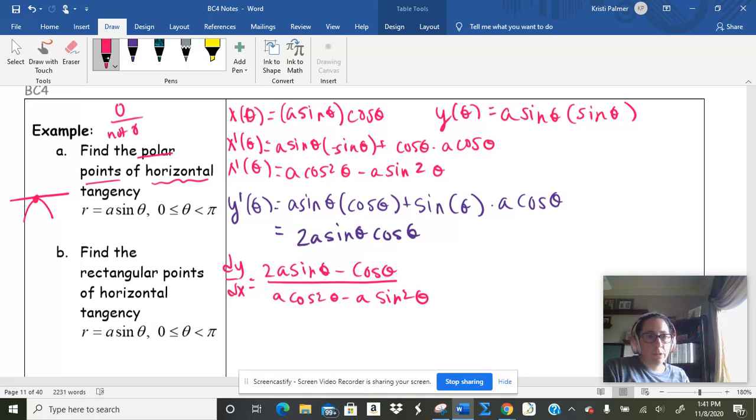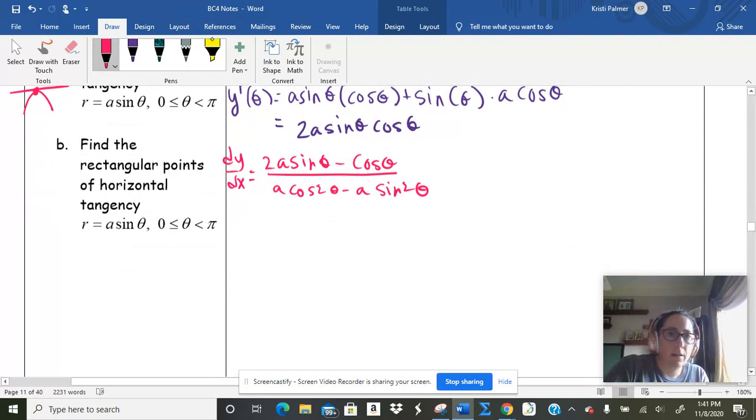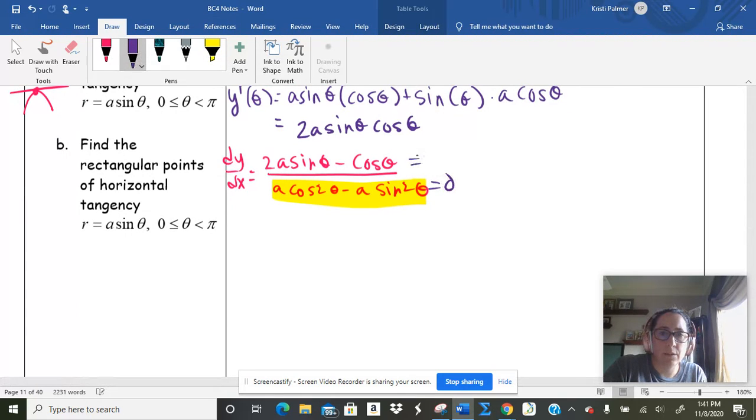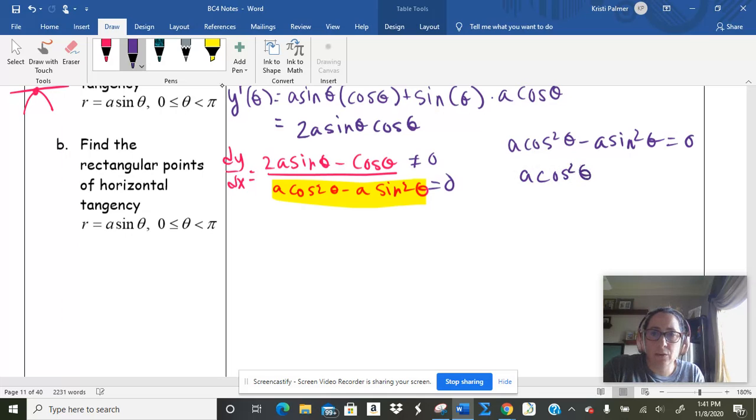So if I'm looking for horizontal tangency, then I am looking for where the denominator equals 0, but this does not equal 0. So let's go set the denominator equal to 0. So I'm basically trying to find where cosine, so I can cancel out those a's, cosine squared equals the sine squared.